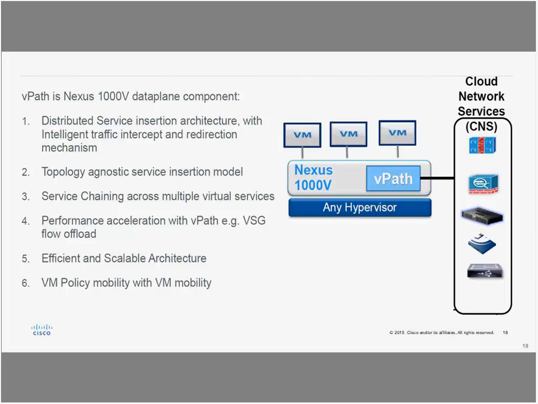Since the VMs are always tied to a port profile, no matter where your VM is, whether it's on server A or server B, and data center A or data center B, wherever the virtual machine moves, the port profile will still be tied to it and it will get the same services.